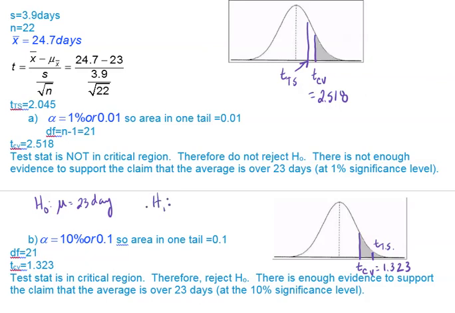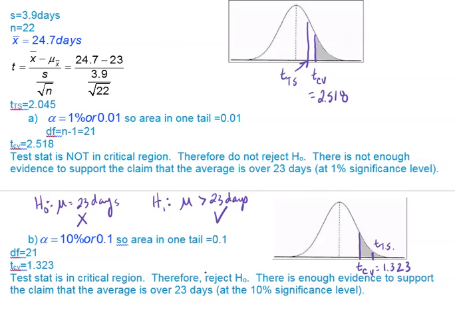Also notice when I'm writing these, I'm not saying H0 equals 23 days, I'm saying the mean equals 23 days. That's kind of important. What is our hypothesis about? It's about the mean. So this time we are rejecting this, so we're supporting this. But that's not the conclusion we came to in part A.